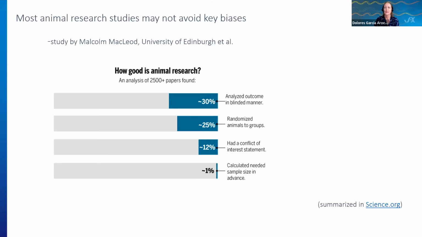2,500 papers did not report analyzing the outcome in a blinded manner. And 75% of those papers did not report randomizing animals into groups, making it impossible for readers to evaluate the quality of the work. So when you're reading a paper like that, you just don't know if they blinded themselves but didn't report it, or they didn't do any of that to begin with.